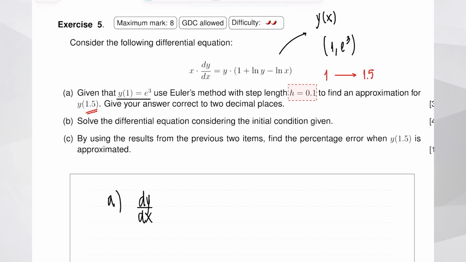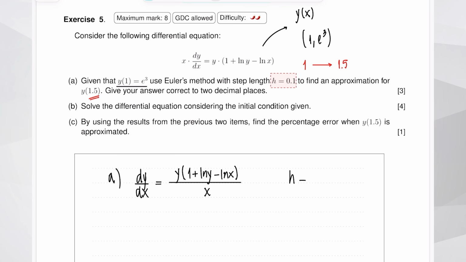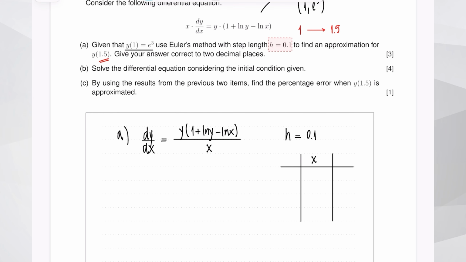Now, how can we use the calculator to do this? You have to be careful where you're inputting the differential equation, because it's very easy to make a typo. You need to rewrite this dy/dx in this way. You need to write it isolating it on the left hand side. So what do we have? We have the step size equal to 0.1. We have the starting x value at 1, and we have the starting y value at e cubed.